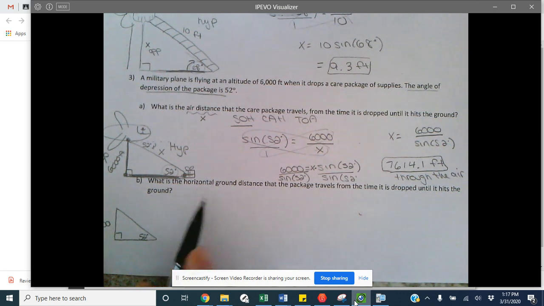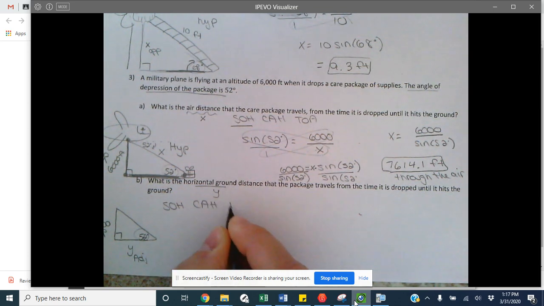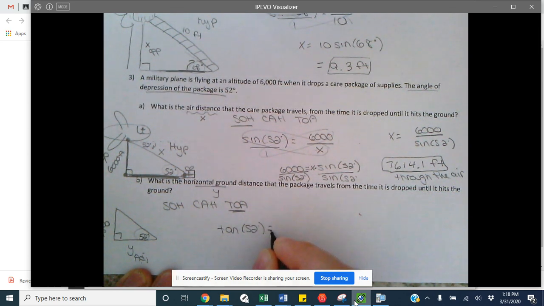This time we want the ground distance. I'm going to use y this time just so I don't get those mixed up. So angle of reference. This is still the opposite side, but this time we're solving for the adjacent side. So are we looking at SOH, CAH, or TOA? Opposite and adjacent is going to be tangent, TOA. So we do tan 52 degrees equals 6,000 divided by y. Put tan of 52 over 1, cross multiply and solve.